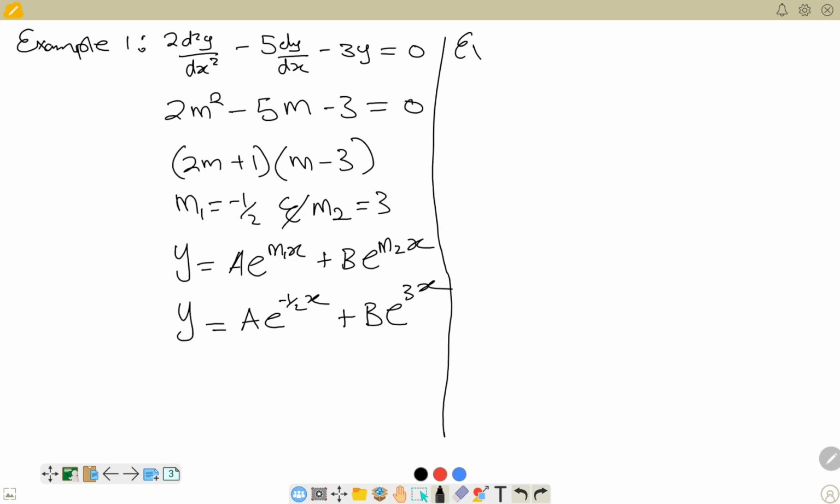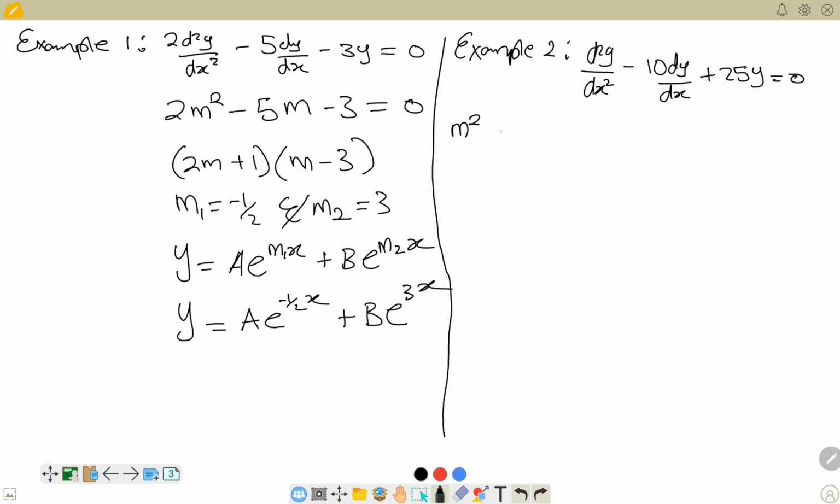We'll call this example 2. In example 2, we have the following differential equation. D square y, so we do not have a coefficient this time around. Then we do have the coefficient for dy dx, then plus 25y equals 0. So this is another example. We need to find the general solution. So we need to first write it in characteristic equation.